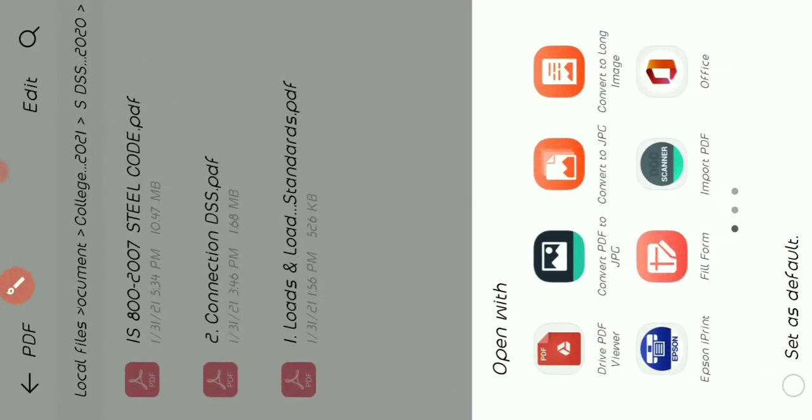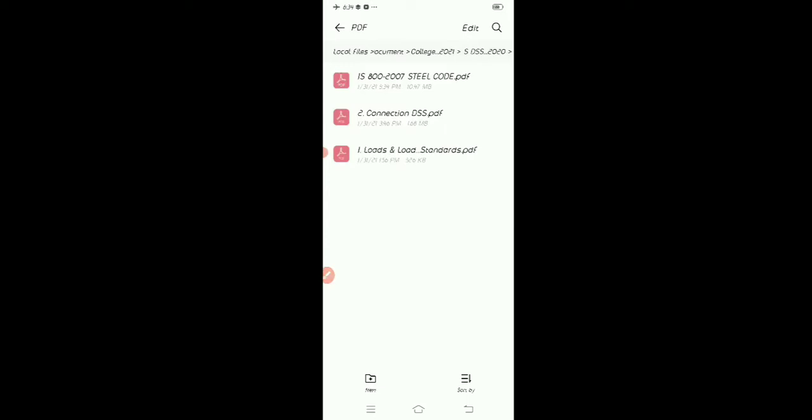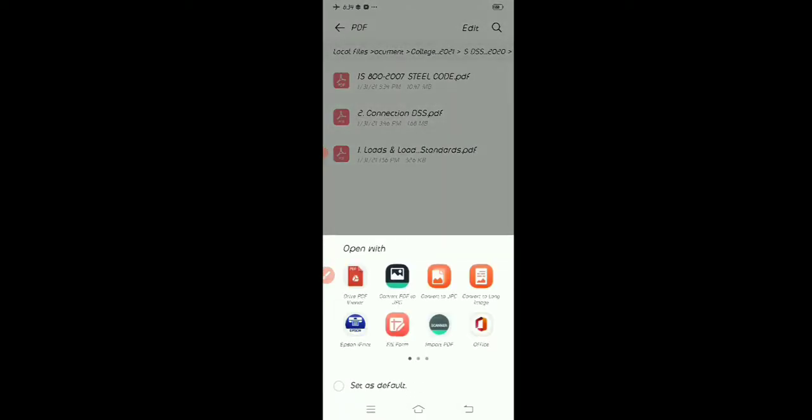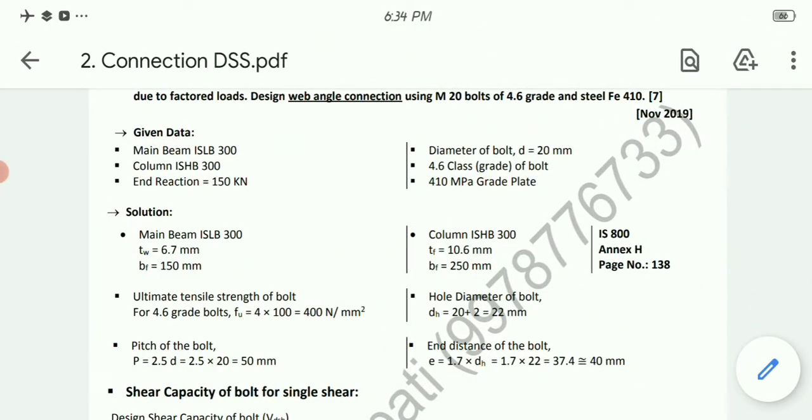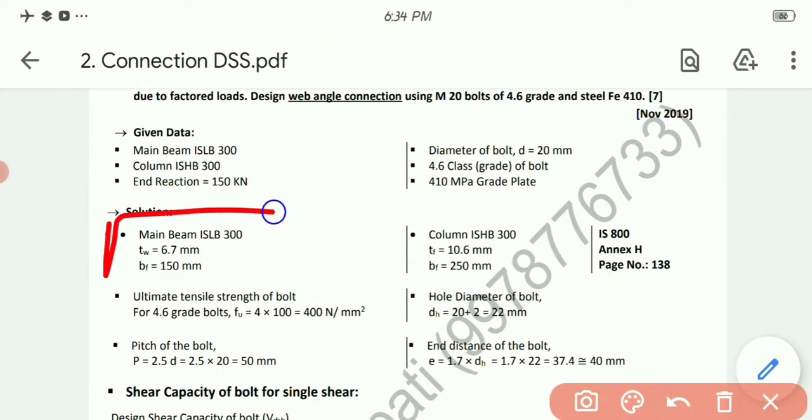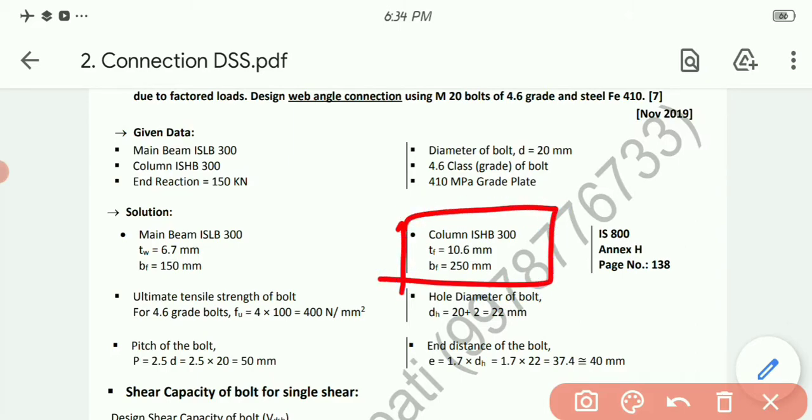Just a minute, let's get back to the sum. The main beam ISLB 300 has web thickness 6.7 and flange width 150 mm. Now do the same thing for the column. While it is a column, the section is a beam section, ISHB, Indian Standard Heavy Beam. So we need to go through ISHB 300 and find its TF and BF.